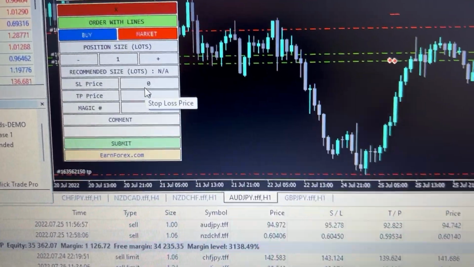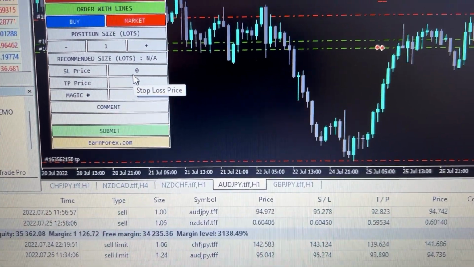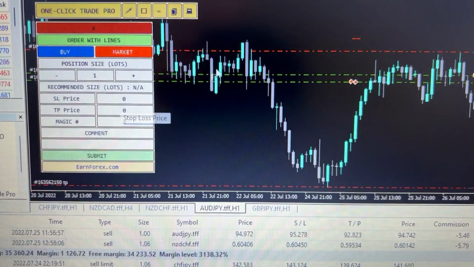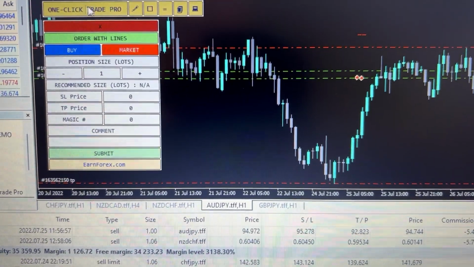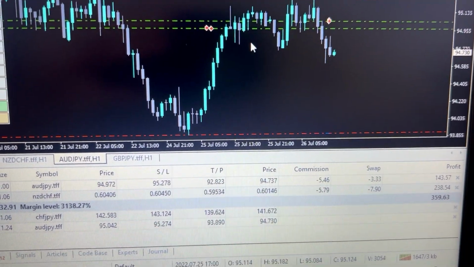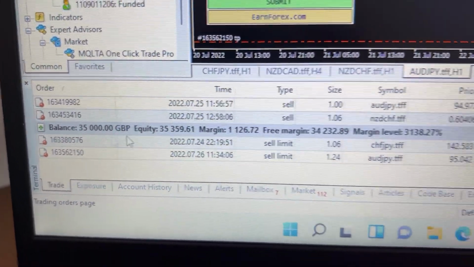So I didn't need to go to a third-party calculator to work out my risk, then type it in by hand, and create human error that way. So not only is it safer, but it's easier and it's faster. So One Click Trade Pro is actually legit. And if you're eagle-eyed, you're able to see. What's that? You find out.